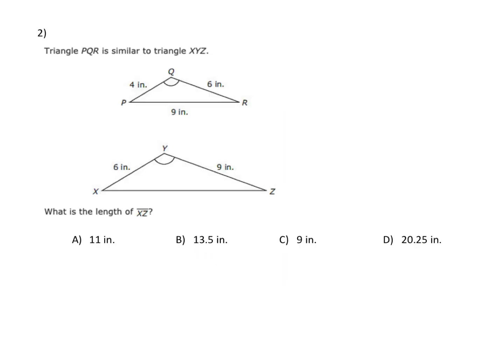Number 2 says triangle PQR is similar to triangle XYZ. What is the length for XZ? So the first thing I'm going to do is color code. I'm going to highlight P and X as red and do that down here as well. Q and Y are blue. Then R and Z are green.